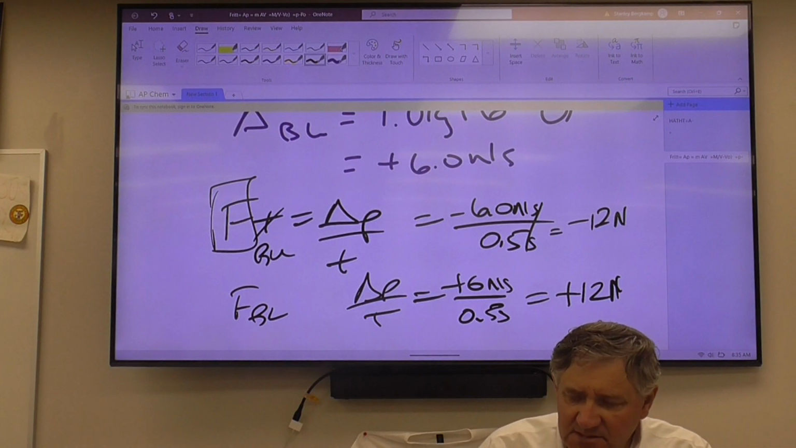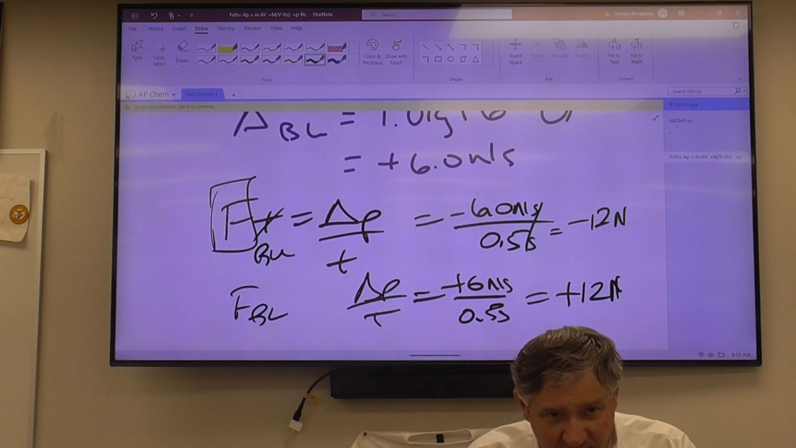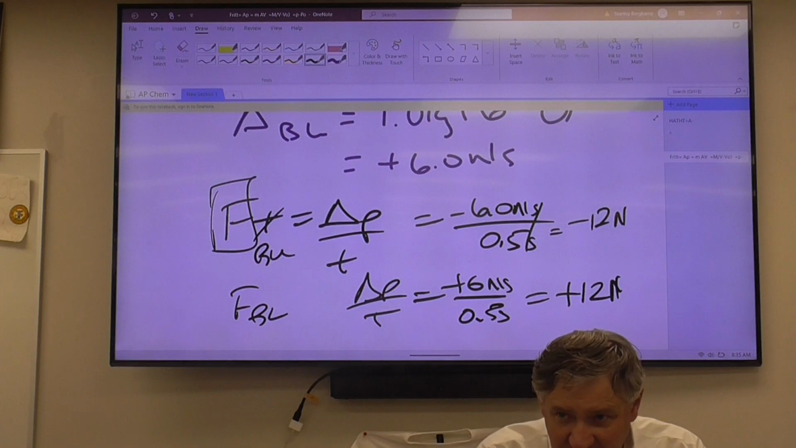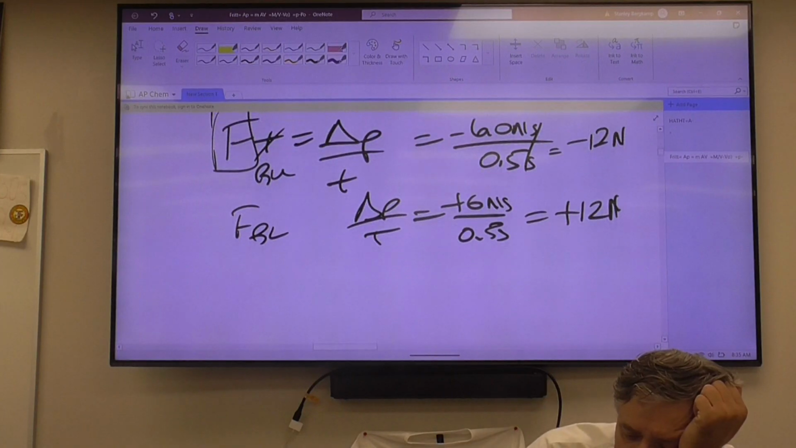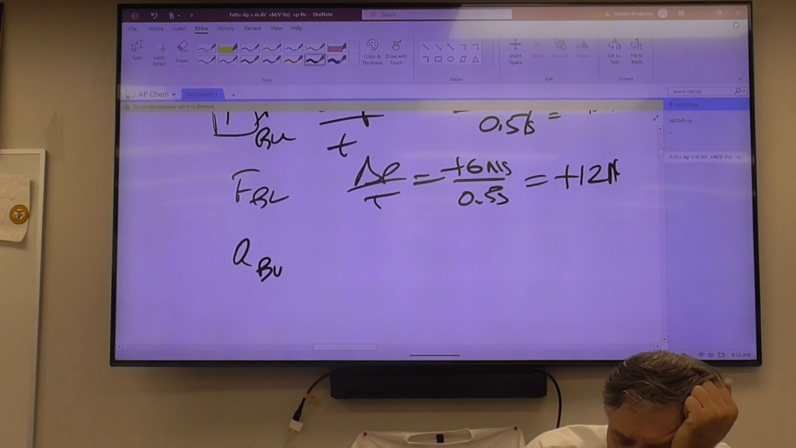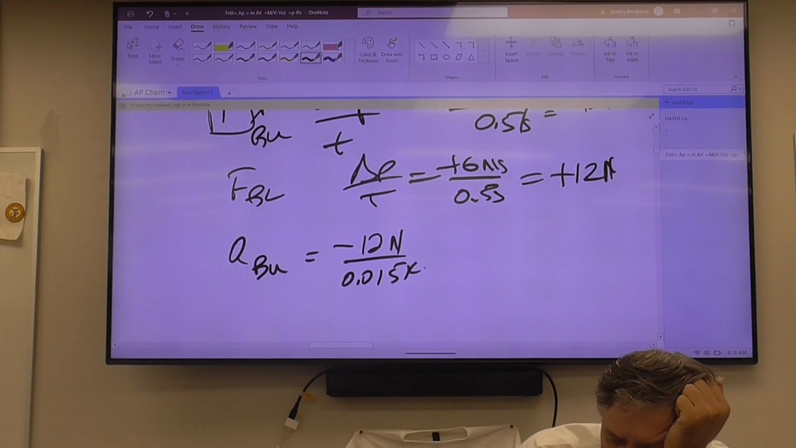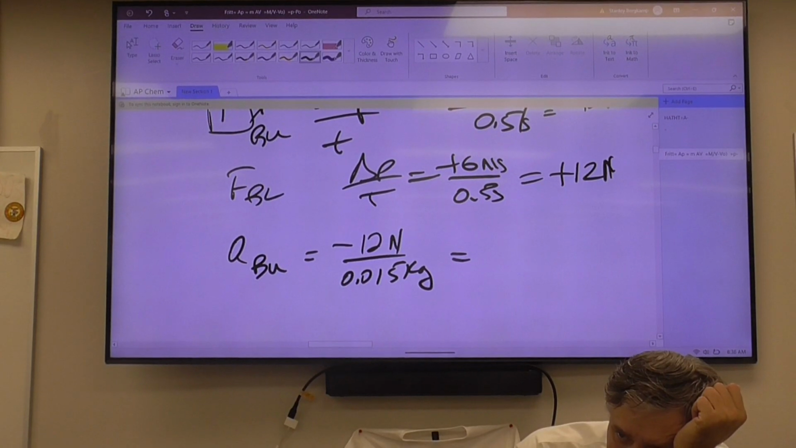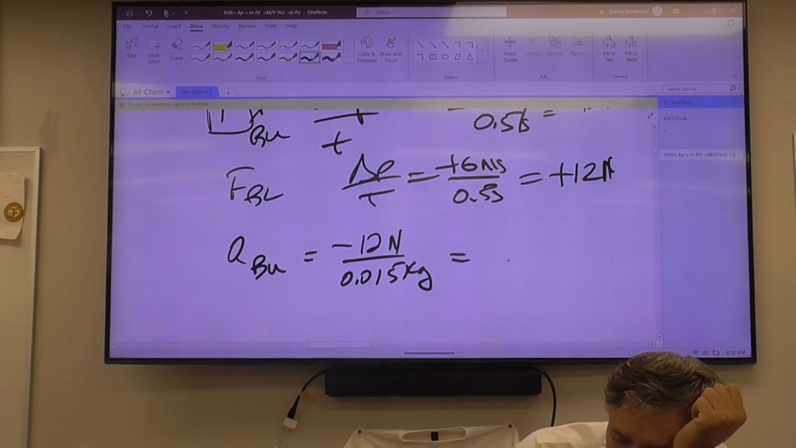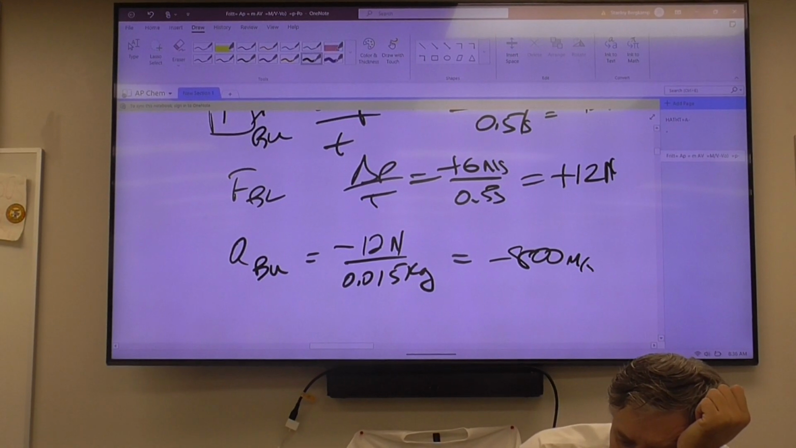Now, could I calculate the acceleration of the bullet? Do you know the force acting on the bullet? Yes. You know the mass of the bullet. Yes. So I could find the acceleration of the bullet. Let's calculate it. Somebody take -12 newtons and divide that by 0.015 kilograms. What'd you get? Negative 800 meters per second squared.